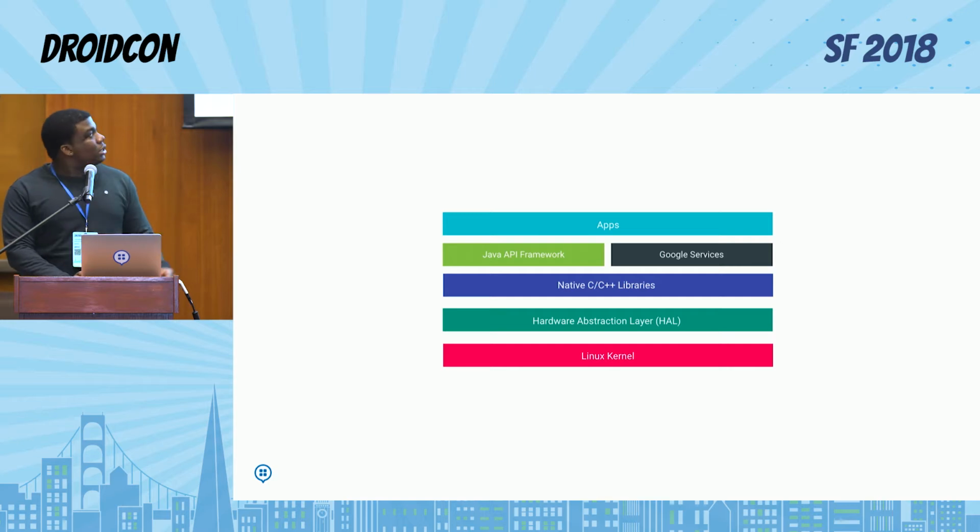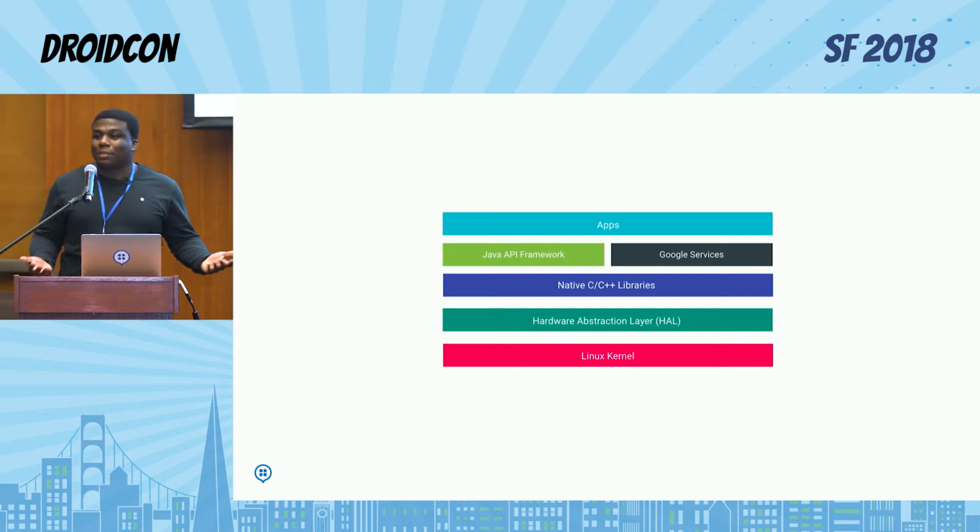All right, so this might look familiar to everyone. This is the Android framework, starting with the Linux kernel. Then you have the hardware abstraction layer, then the native C and C++ libraries. You have the Java API framework along with the Google services, and of course the user-facing apps that we all build here.